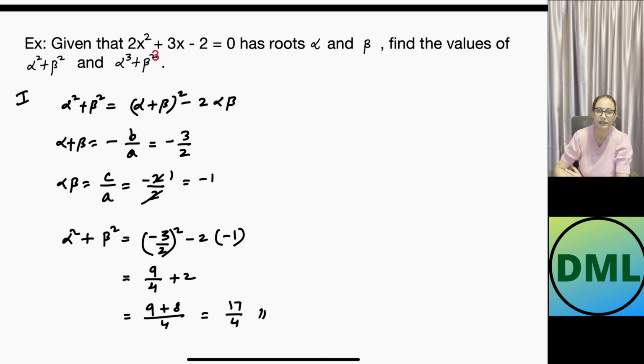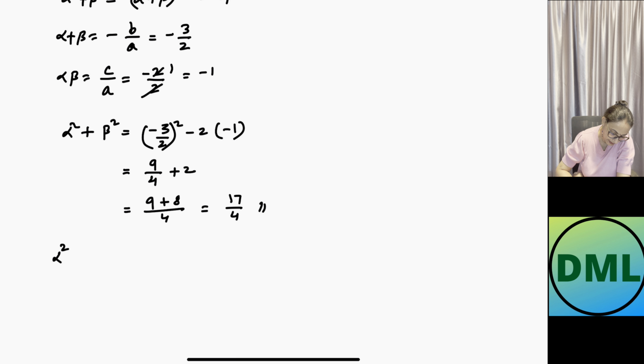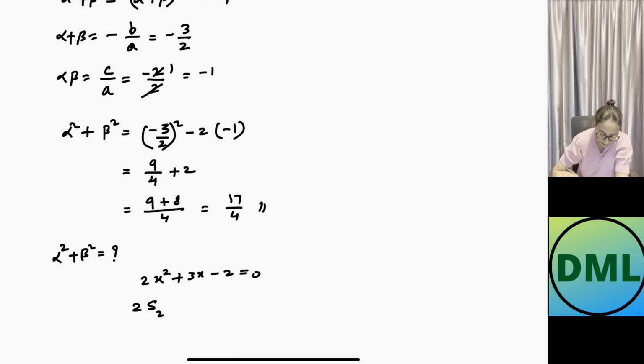This is my answer. Let's do this question with the second method. I need to calculate alpha square plus beta square. Let's write the given equation in terms of S2, S1 and the constant term. My equation is 2x square plus 3x minus 2 is equal to 0. This will be written as 2S2 plus 3S1 minus of 2 times of 2 is equal to 0. I told you, you have to multiply the constant by 2.